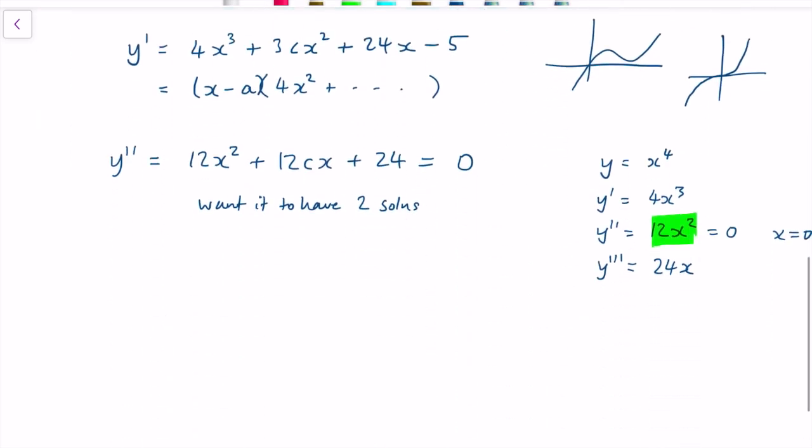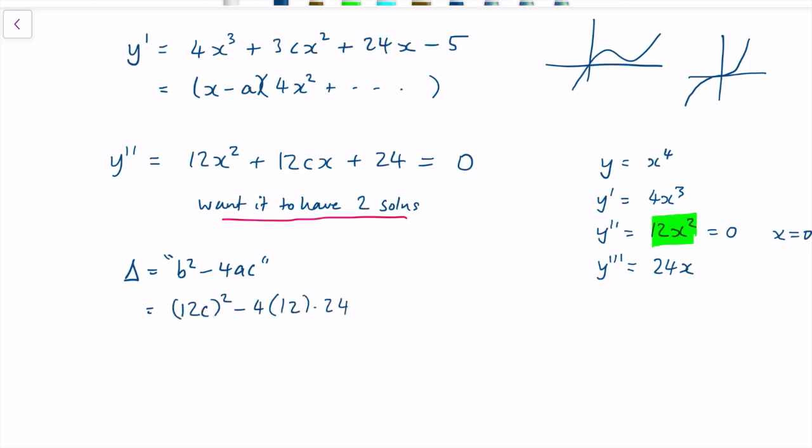So here, we want our second derivative to have 2 solutions. They aren't necessarily going to be points of inflection though. So we'll use the discriminant on that. Discriminant "b squared minus 4ac", in inverted commas because we're using c in the problem as well. And we want that to be greater than 0. And if you do a little bit of tidying up there, you end up with c squared is greater than 32. So c is bigger than root 32, or c is less than minus root 32.